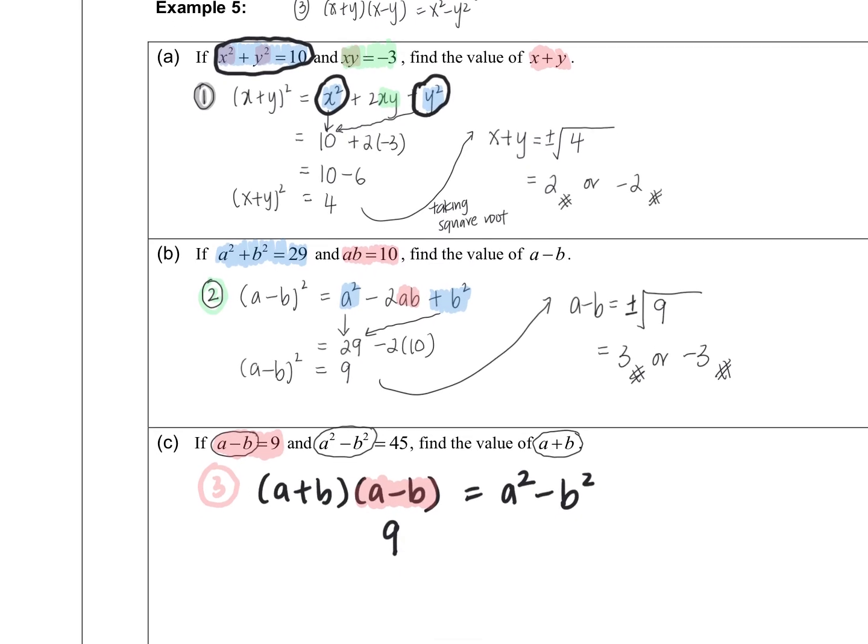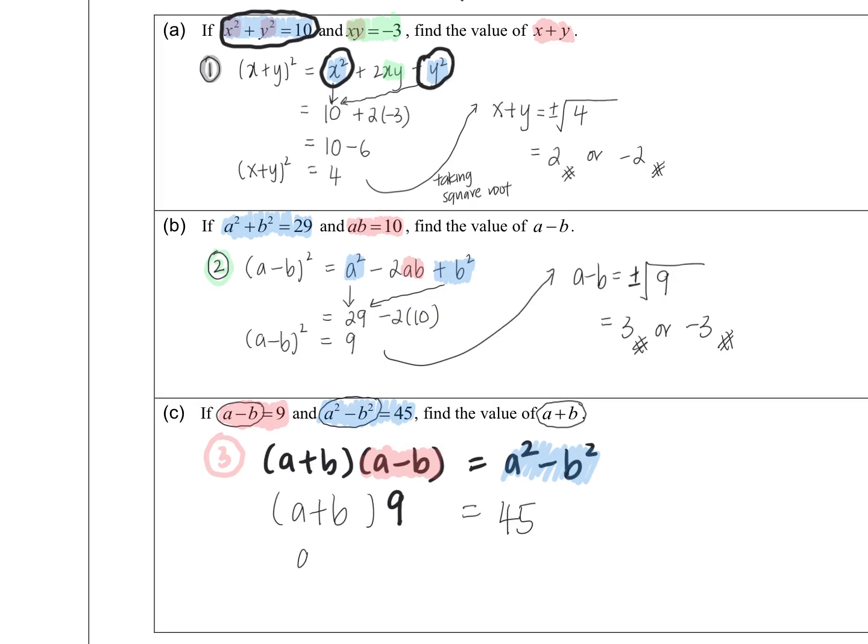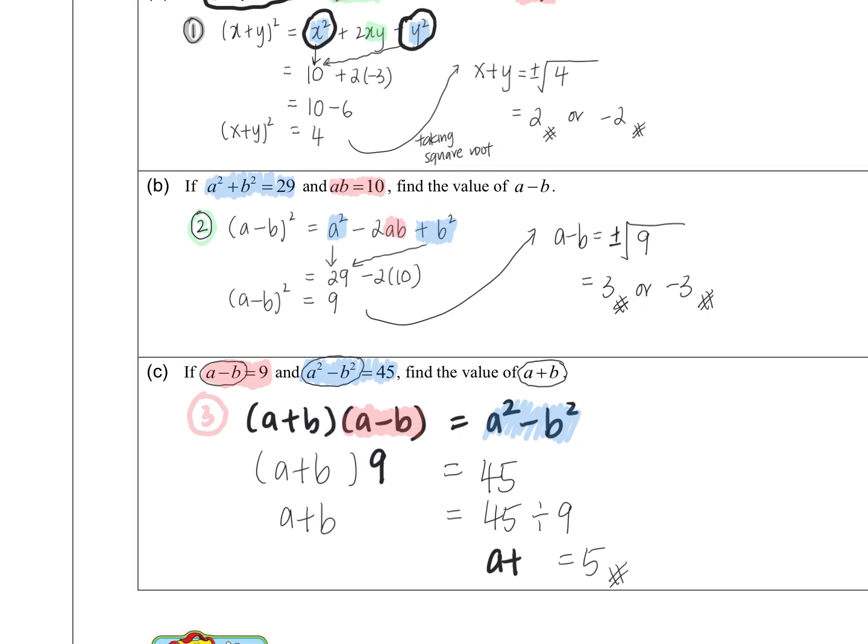Okay. A square minus B square is 45, so change this to 45. So how to find A plus B? Divide by 9. So the answer is just 5. So it's like filling the puzzle and then finding the unknown.